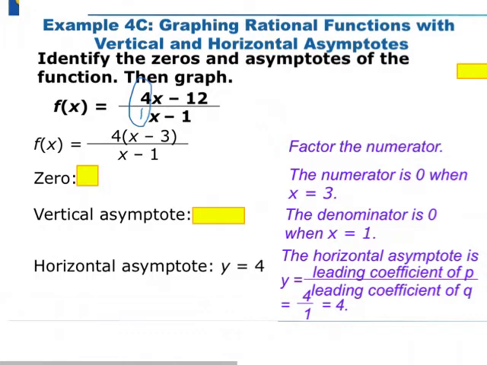Now to find the 0, remember we set the top equal to 0 and we solve for it. So we're going to take this here, 4x minus 12 equal to 0, and solve. And when I do that, you're going to get 3. And to find the vertical asymptote, remember we're going to set our denominator here equal to 0 and solve. So I get my vertical asymptote of x equals 1.